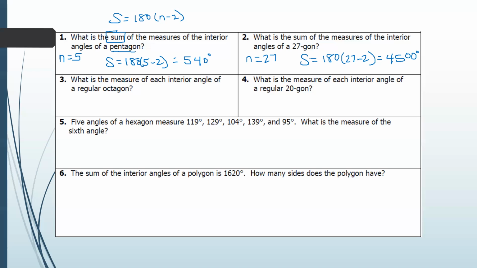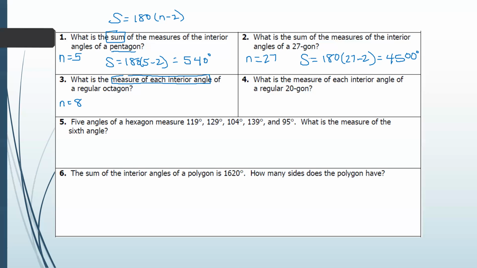All right, in number 3, what is the measure of each interior angle of a regular octagon? Okay, well, an octagon has 8 sides, so I know that n equals 8. And it wants to know the measure of each interior angle. So not the sum, but the measure of each.